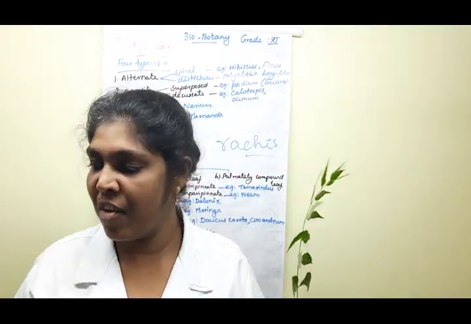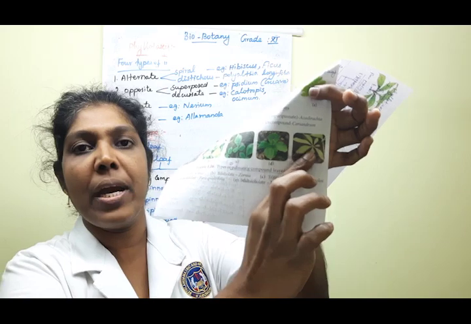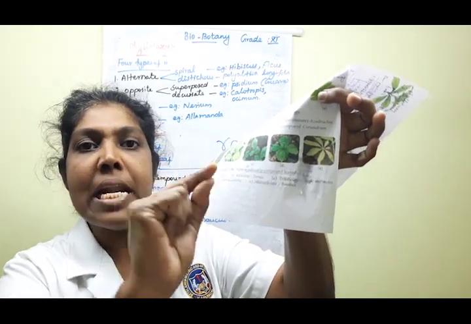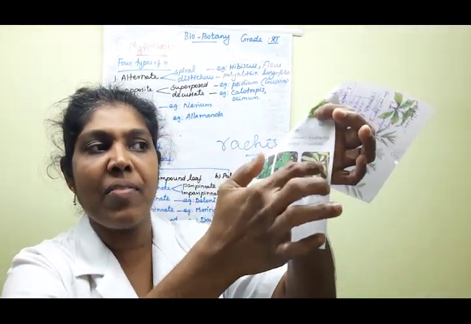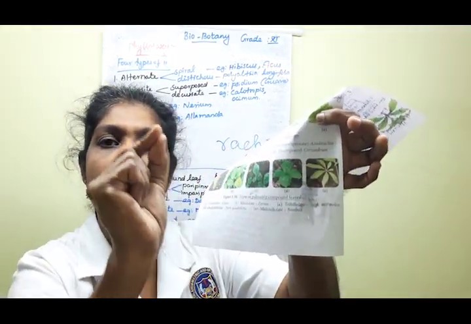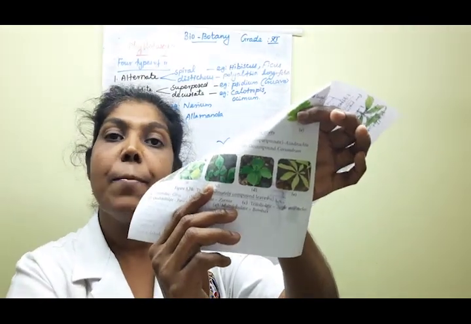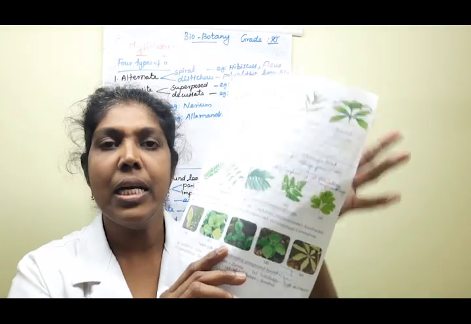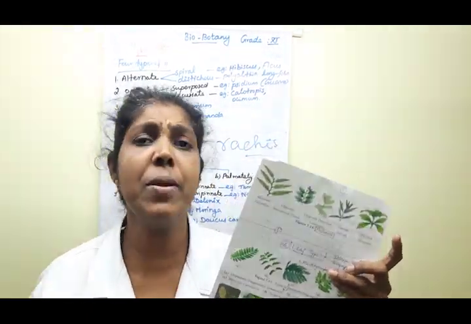Palmately compound leaf means, just look at this picture, children. At the tip of the petiole, there are many leaflets in a palm-like structure. Many leaflets are arranged at the tip of the petiole region. That is known as palmately compound leaf. Clear? An example is the Gossypium species.